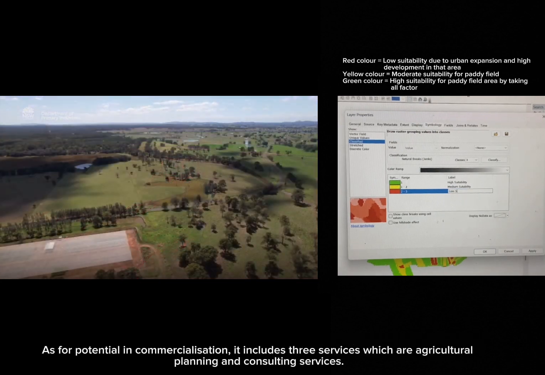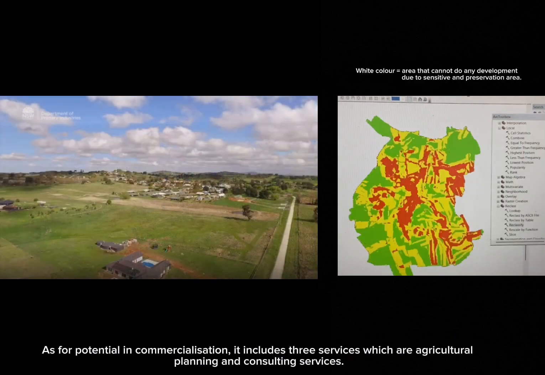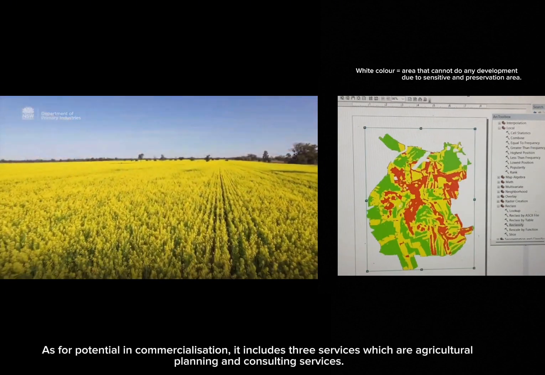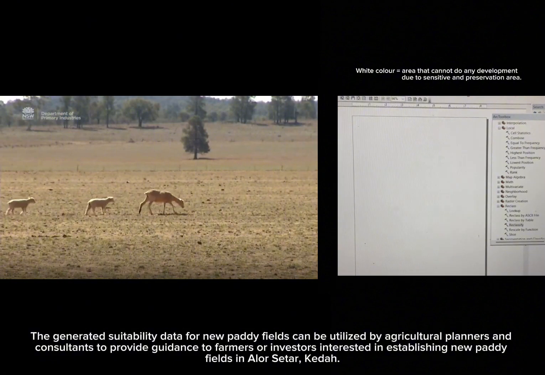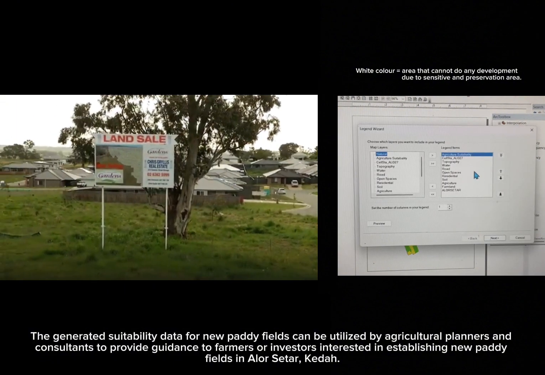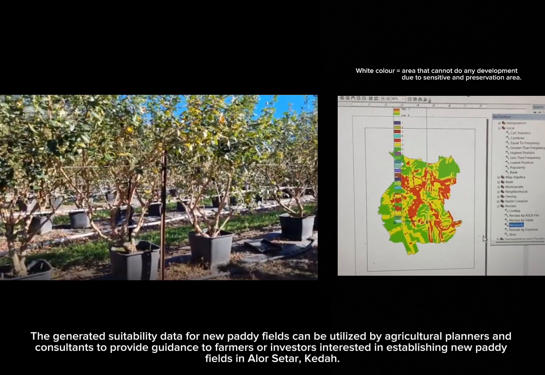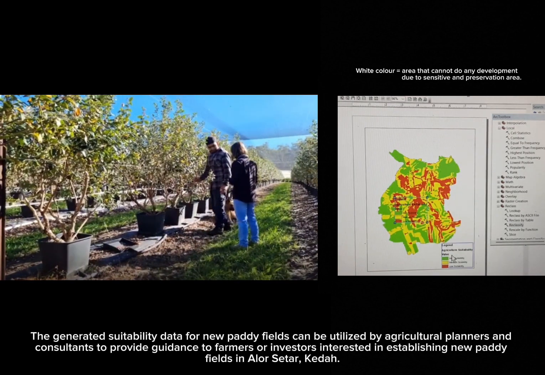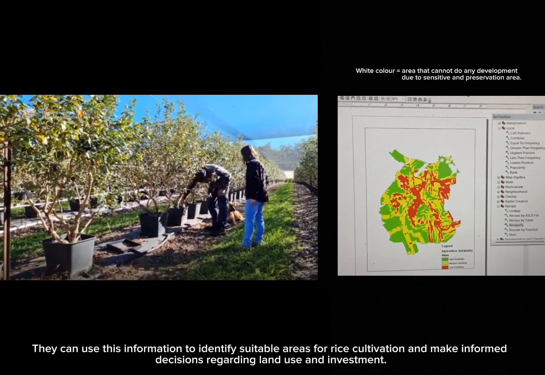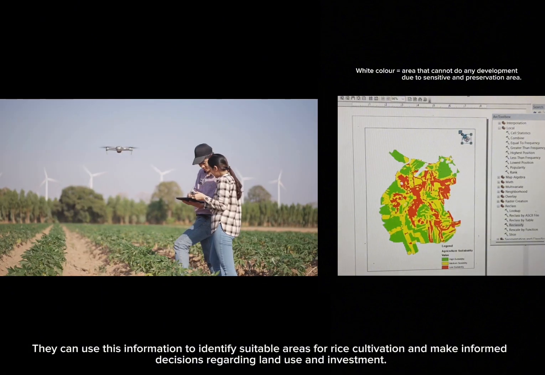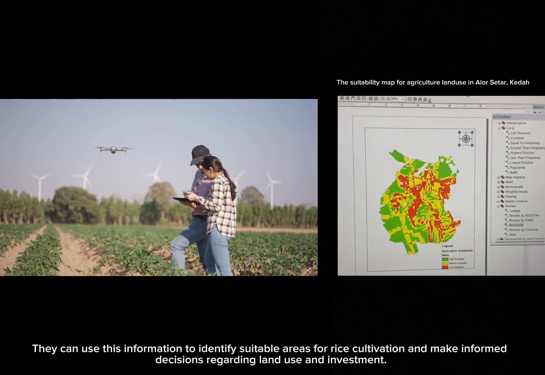As for the potential in commercialization, it includes 3 services, which are agriculture planning and consulting services. The generated suitability data for new paddy fields can be utilized by agricultural planners and consultants to provide guidance to farmers or investors who are interested in establishing new paddy fields in Aliesya, Kedah. They can use this information to identify suitable areas for rice cultivation and make informed decisions regarding land use and investment.